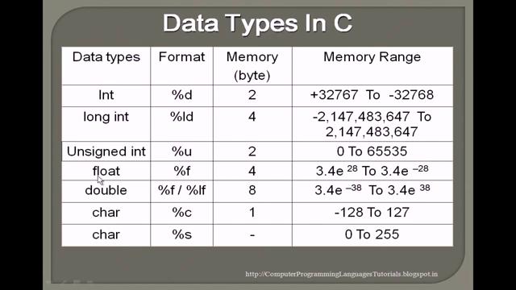If you want to store a fractional value, then there is a float. It allocates 4 bytes in memory, and its range is 3.4 raised to the power of 38. That is, it has a big range as compared to integer, long integer, or unsigned integer. If you want to store a big value, then there is double.